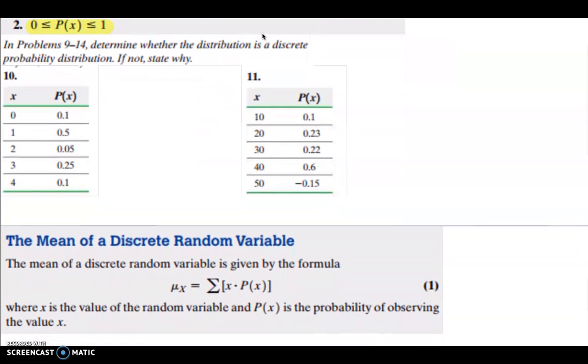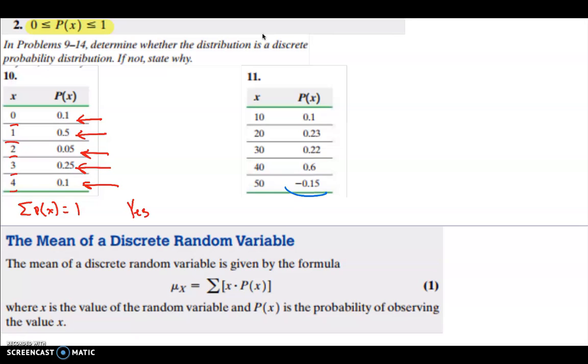Okay, so in these two questions, we want to determine whether the distribution is a discrete probability distribution, and if it's not, let's say why. So first, we're taking on discrete values 0, 1, 2, 3, 4, so we're good there. If you add up the sum of all of these, it does add up to 1, and notice that every probability here, all of these are between 0 and 1. And you could include 0 and 1, but they're all between 0 and 1, so yes, this one is.